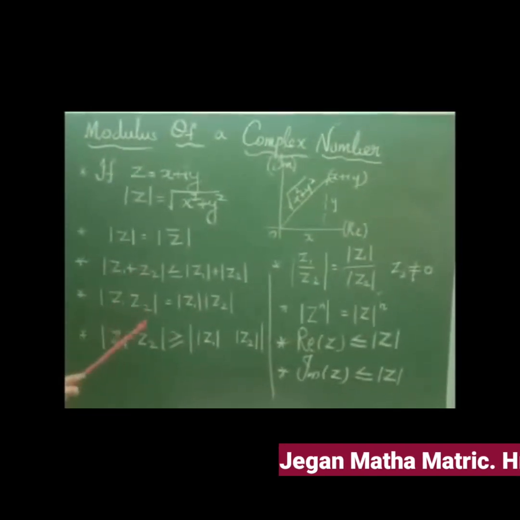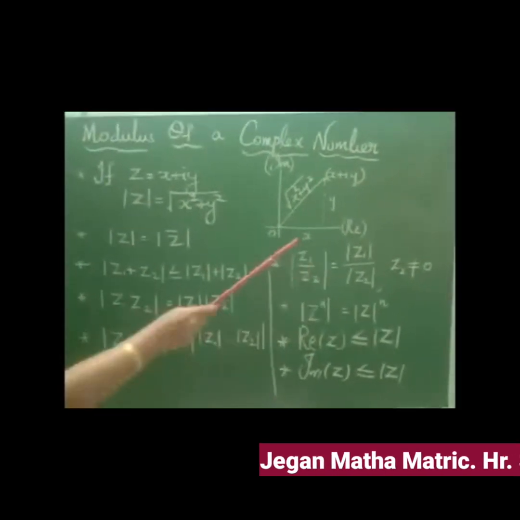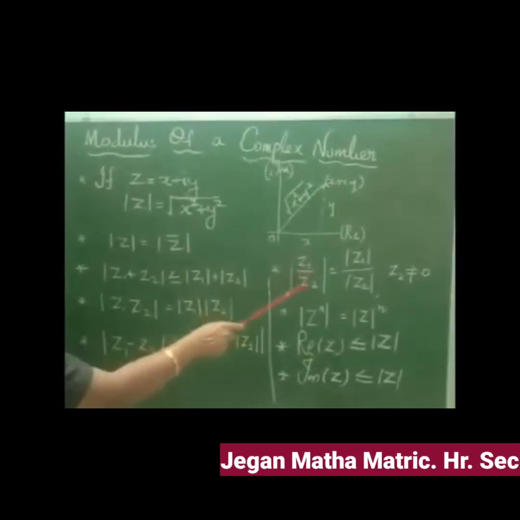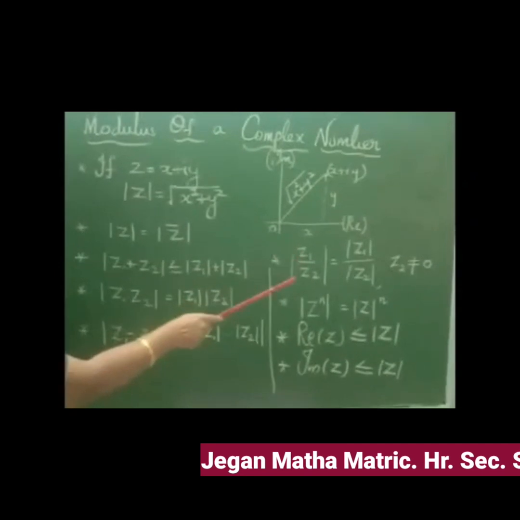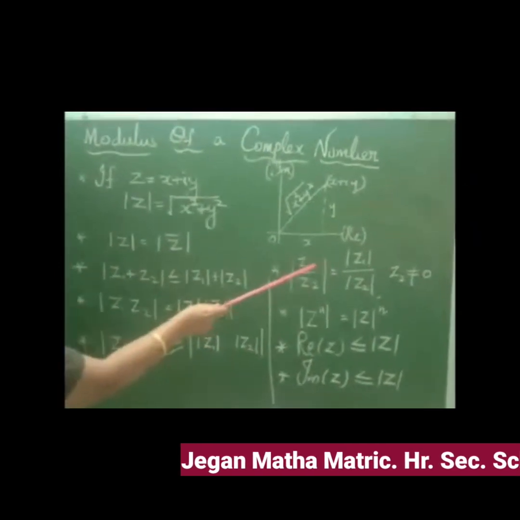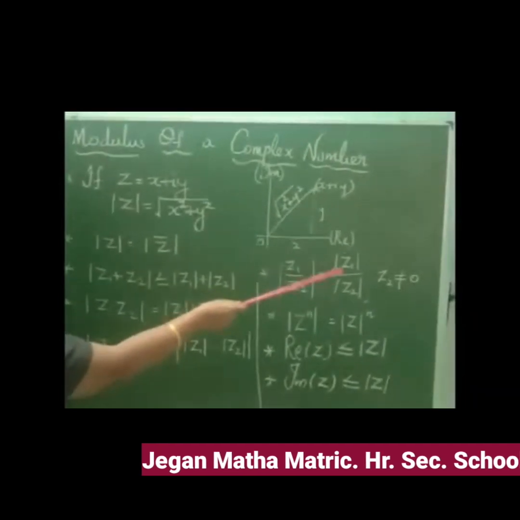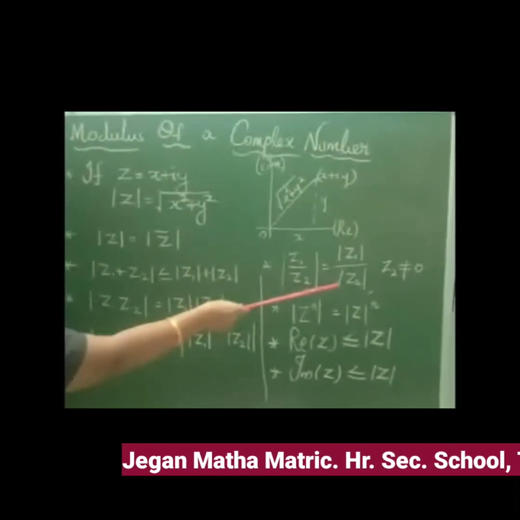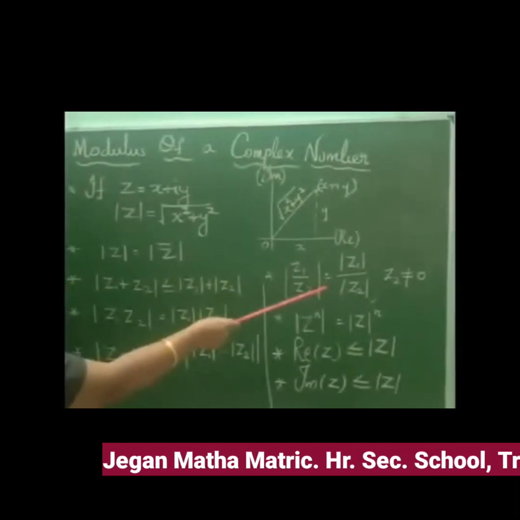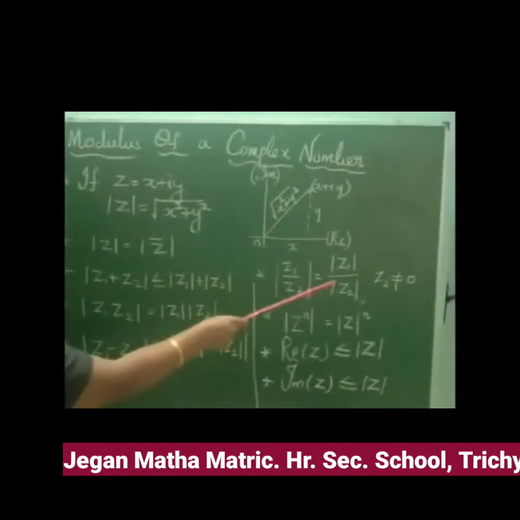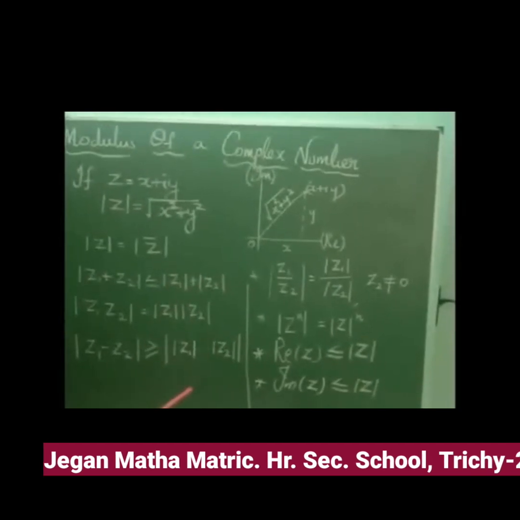So addition, subtraction, multiplication. Next one is division form. Modulus of z1 by z2. The modulus is common; we are splitting separately. Numerator modulus of z1, denominator modulus of z2. This is applicable only if the denominator is not equal to 0.